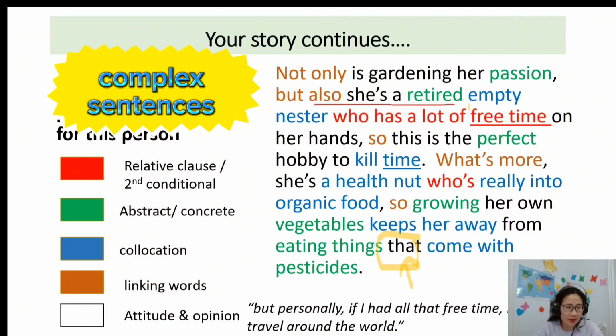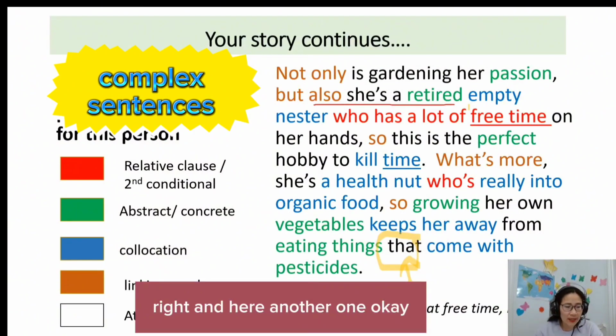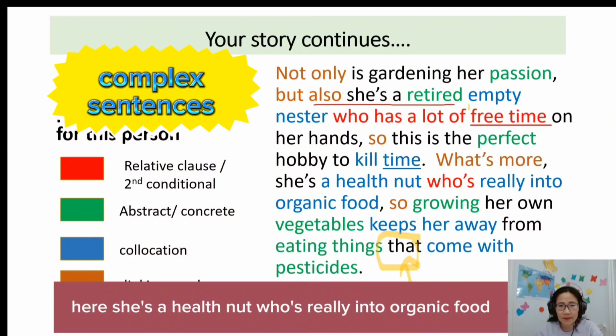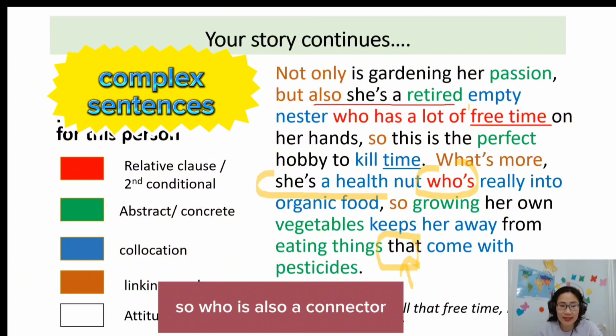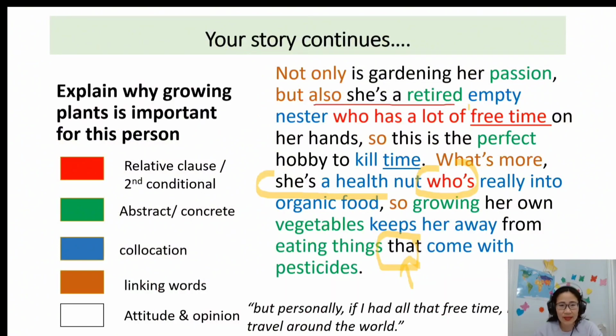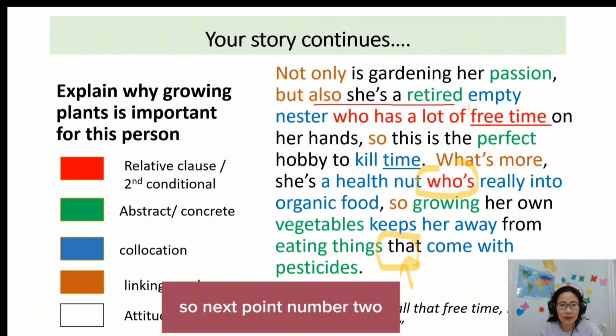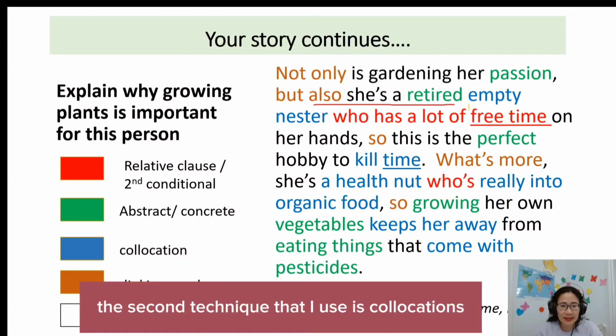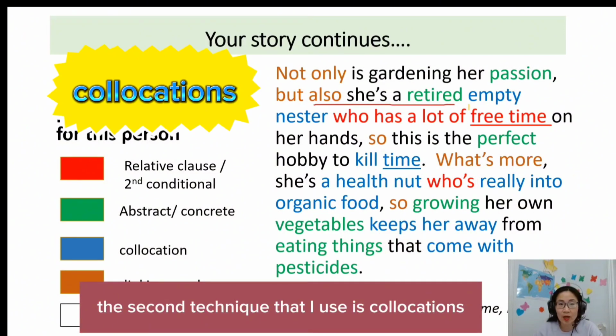Okay, right? And here, another one. She's a health nut who's really into organic food. So who is also a connector. Okay. So next, point number two. The second technique that I used is collocations.